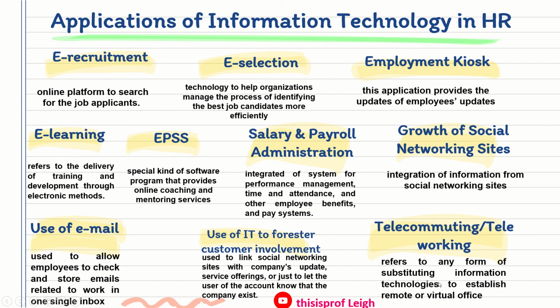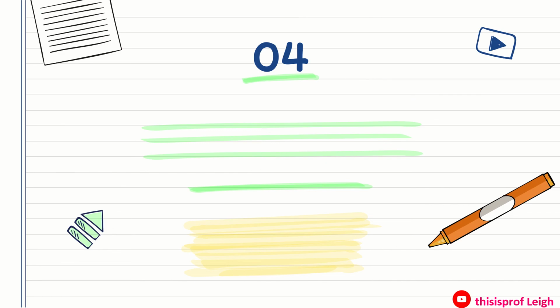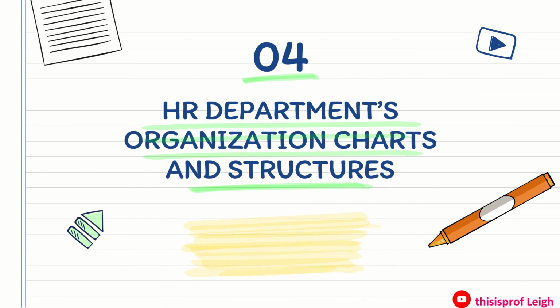Where what we use is virtual, not the physical room where traditionally we have our class discussion. Or to elaborate, those who work from home, the freelancers, who no longer need a physical office to do their work, but can have it online. That's telecommuting or teleworking. Now let's have Lesson 4, the HR department's organization charts and structure.